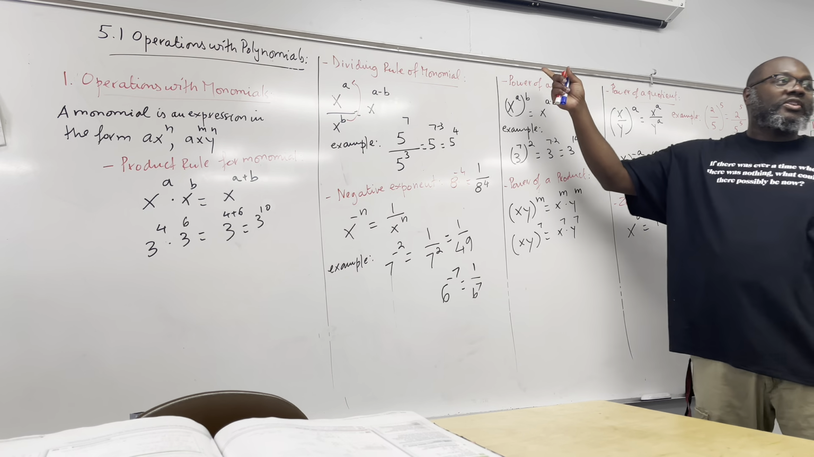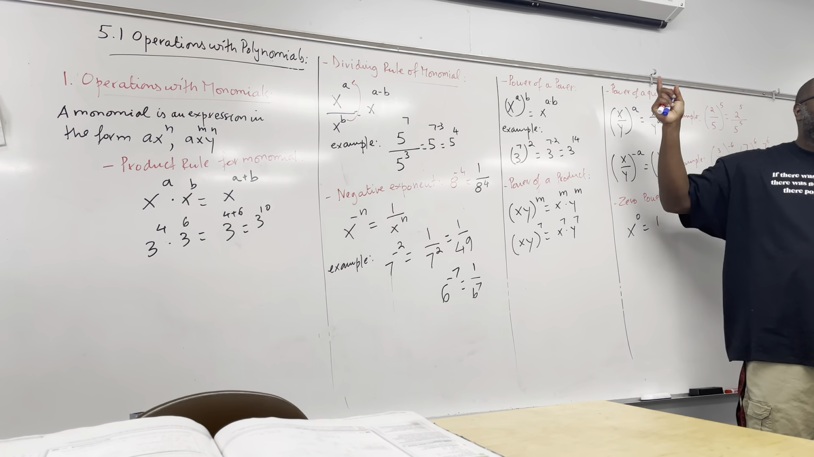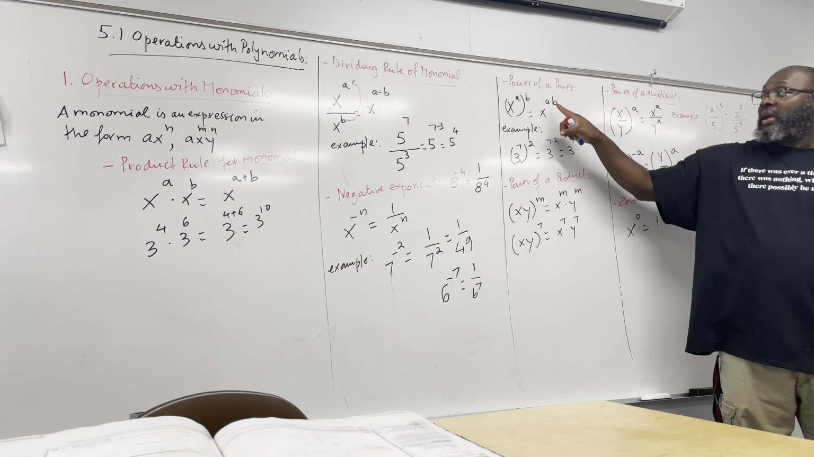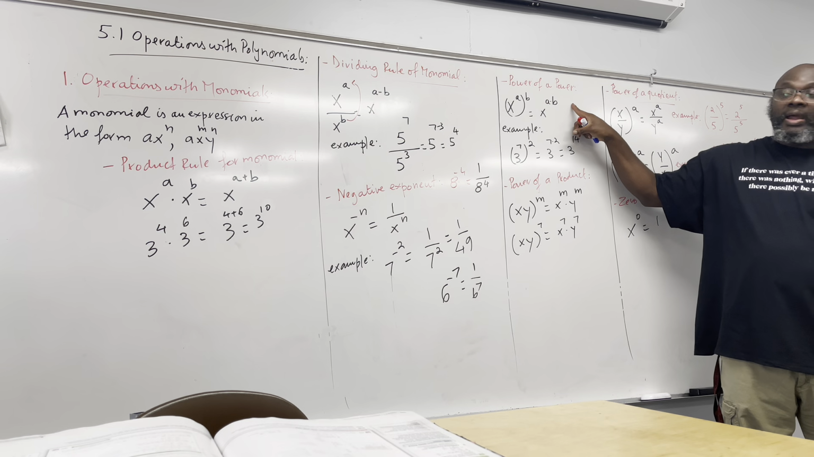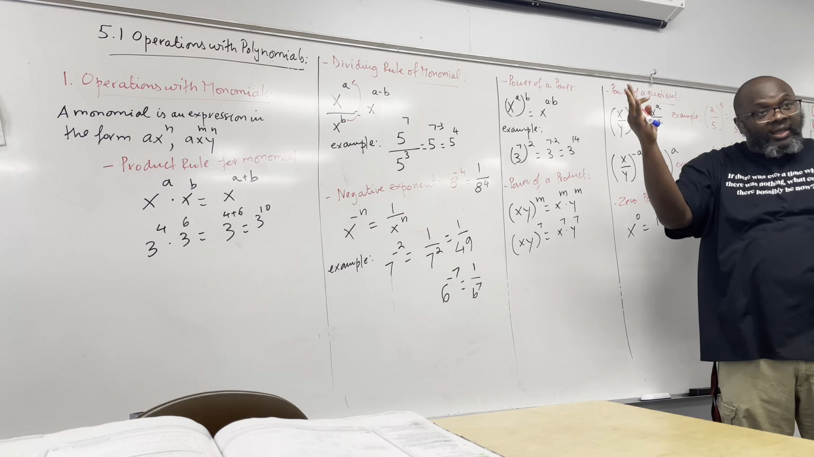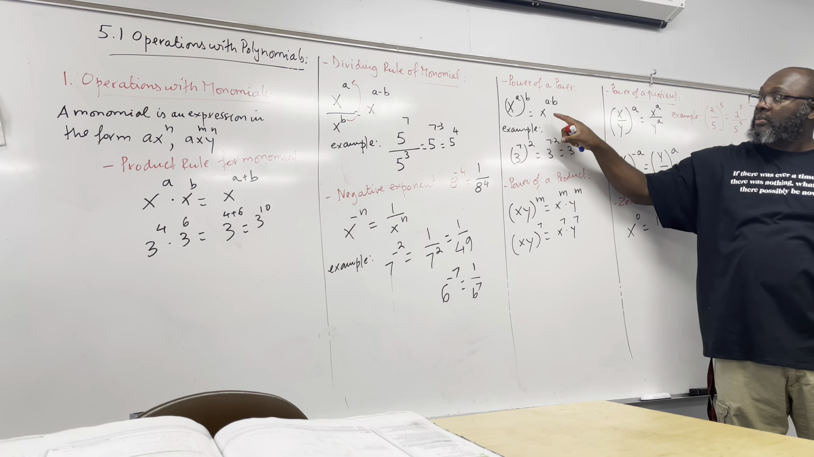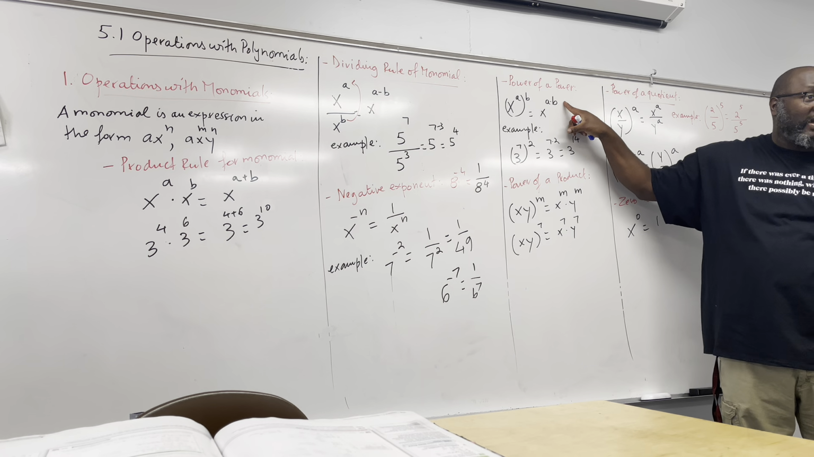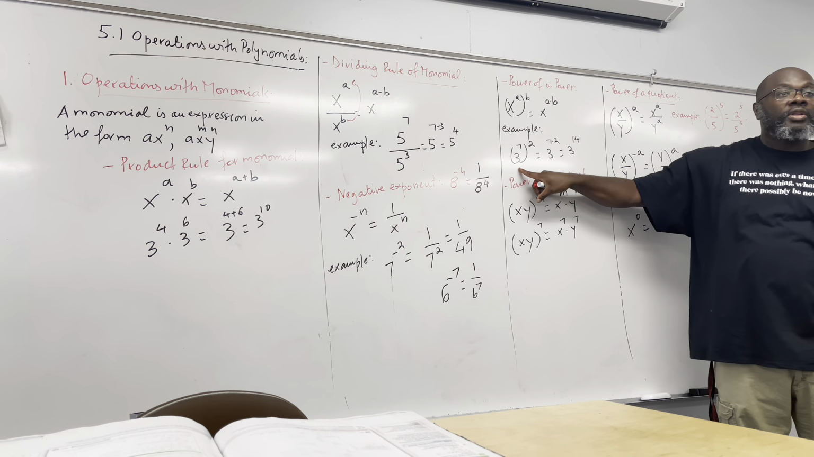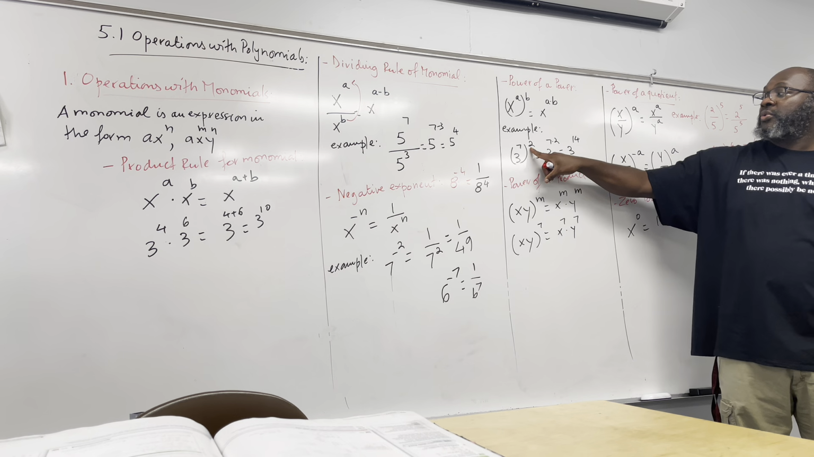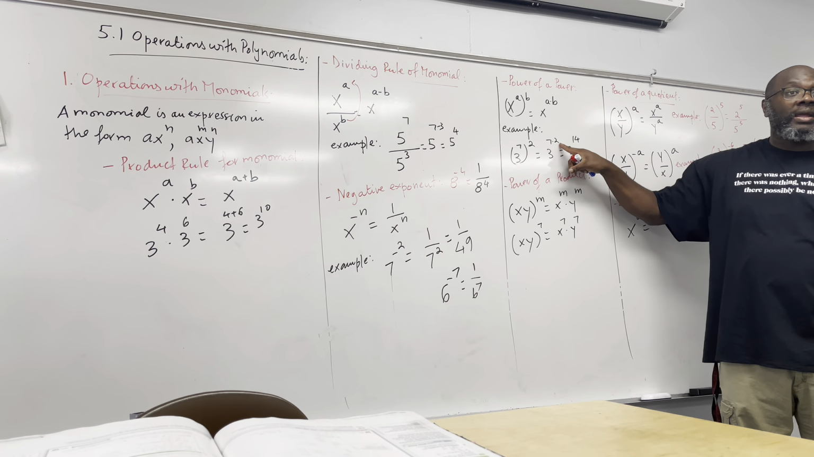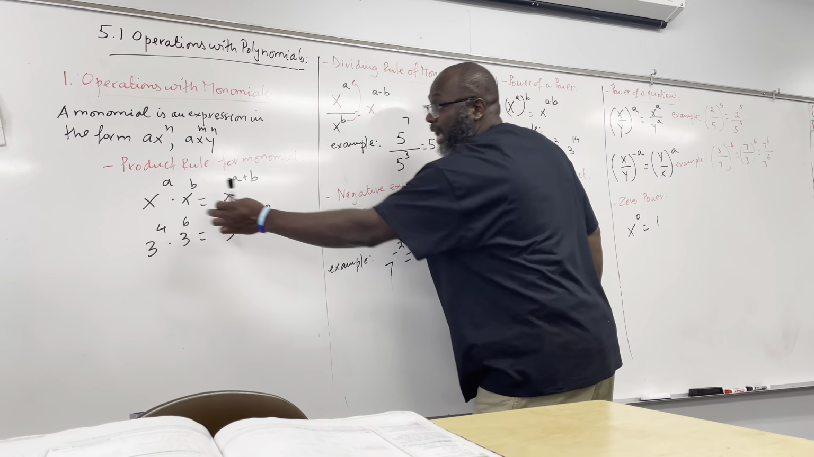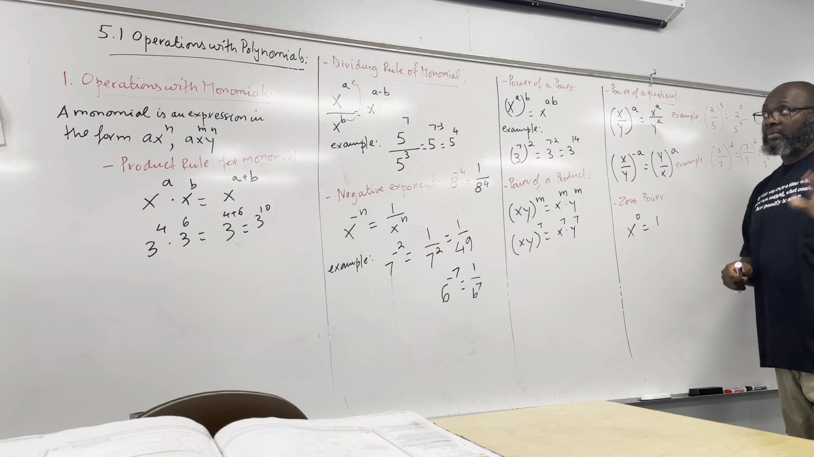Now, the next one is called the power of a power, right? x to the a raised to the power of b equals x to the ab. The whole thing raised to the power of b is equal to the same base to the power of ab. All these are just rules that we're going over. So example, 3 to the 7 raised to the power of 2 is equal to 3 to the 14, right? Some people confuse this and that sometimes. I've seen this years before.